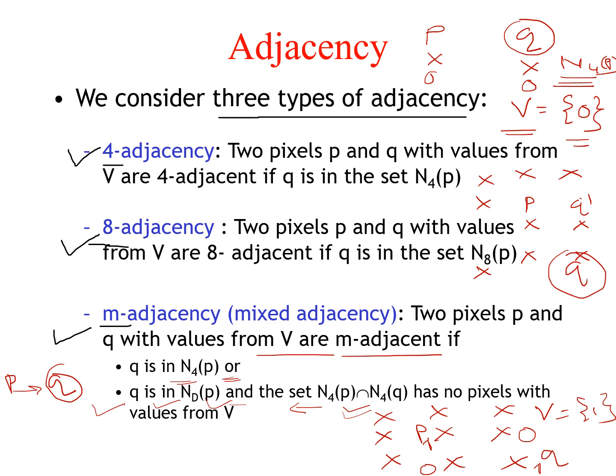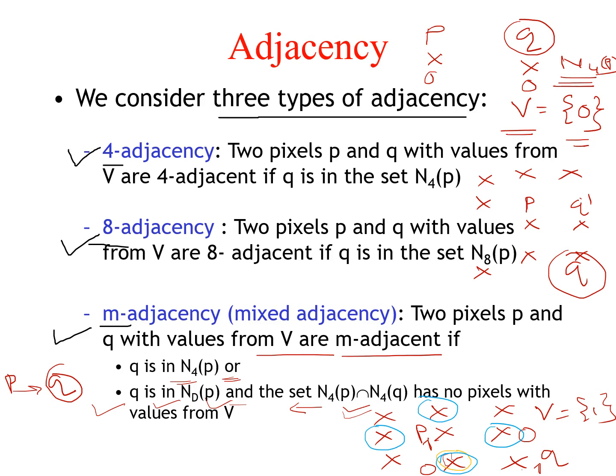What is this? Q is in ND(P). Is it true? Yes, because it's a diagonal neighbor of P. So this first condition is satisfied. And N4(P), what is N4(P)? The 4 neighbors of P. I'll take some other color. So this is 1, 2, 3, 4. These are N4(P).